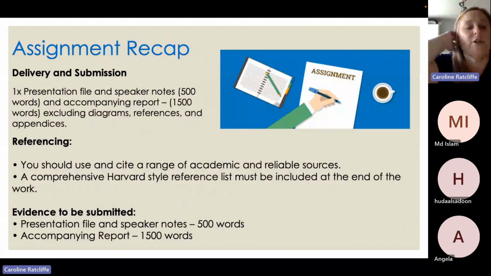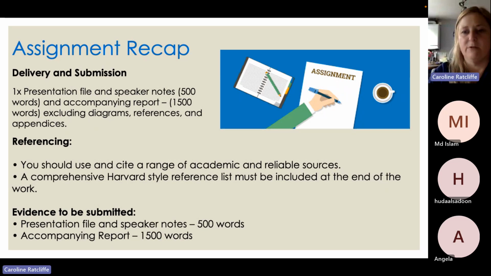So just a little recap then. You've got the presentation file itself and then the speaker notes. So think about what you would actually say if you were delivering that presentation. That's about 500 words. And then the report itself is much bigger, because that's about 1,500 words.